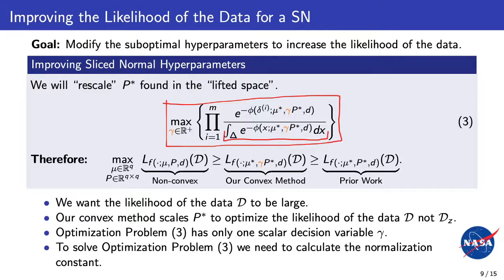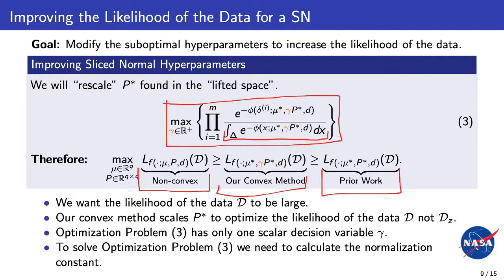matrix. Now, if we compare this new method, which is really just a second step on our prior method, we get the following inequalities. Of course, our non-convex solution, if we could find the globally optimal mu and p, is going to be better than our prior work, which is suboptimal. However, this work uses gamma to sort of close the gap between the non-convex method and our prior work, and the likelihood of the data will be greater than our prior work for this second step, but still may be less than the non-convex method.